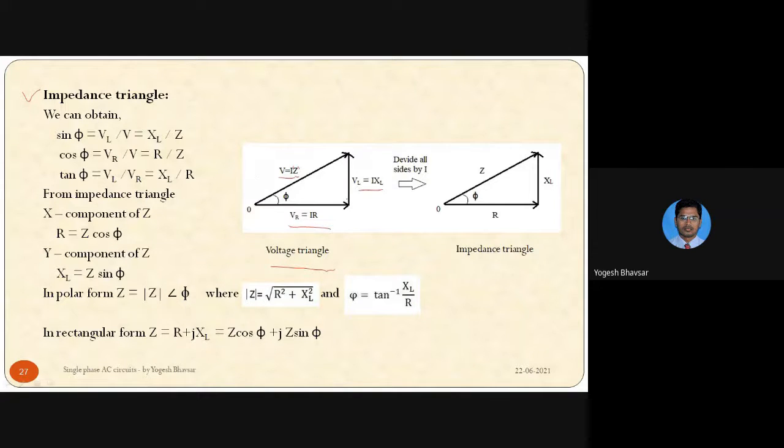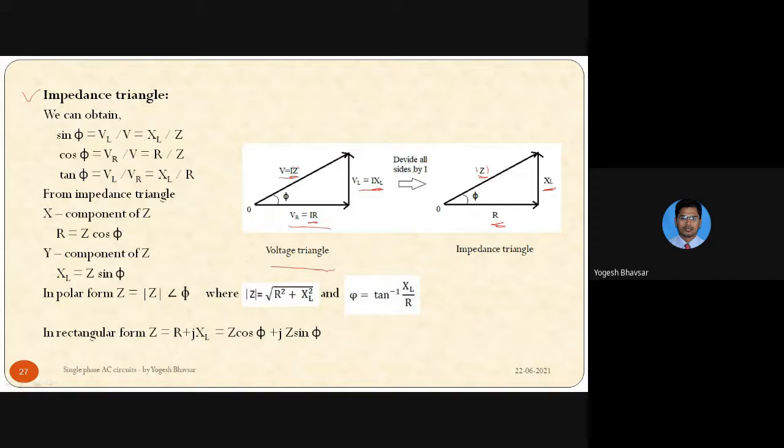Here, mod of Z or IZ. Right? That we know. Now divide all sides by I. Look at that. VR is equal to IR, so divide by I, we have only resistance. Divide by I, we have only inductive reactance. Divide by I, we have only Z.